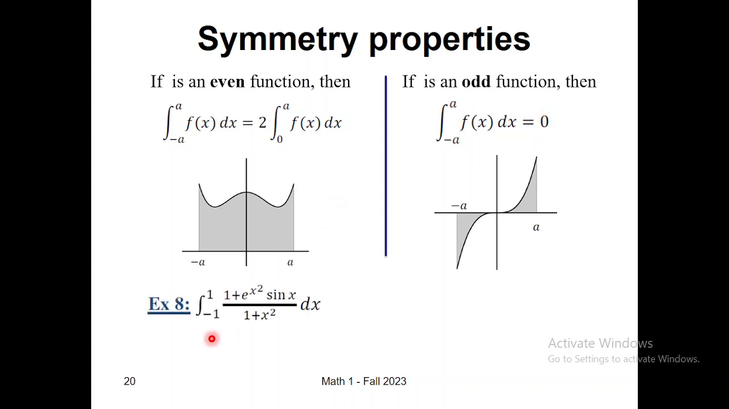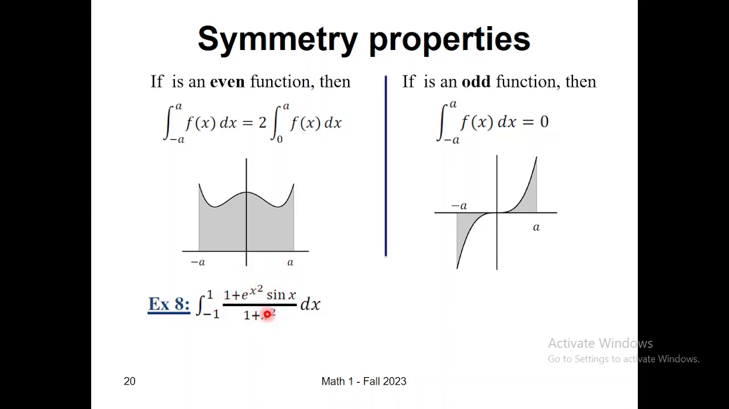A typical example for using this symmetry property is this example. We want to integrate this function over this interval. This interval is symmetric about the origin point, and this is the starting point. This is always the starting point in using these symmetric properties. We have an interval which is symmetric about the origin, integrating from negative a up to a in general, from negative 1 up to 1, from negative 2 up to 2, and so on.